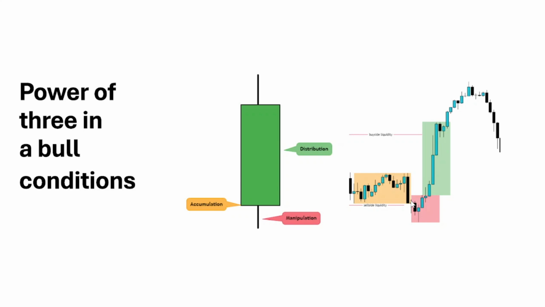You're looking for your entry as soon as price trades lower, going for the sell side or to an imbalance. During the manipulation phase, that is when you take your entry, then you hold for price to move to the distribution phase to lead to your target.